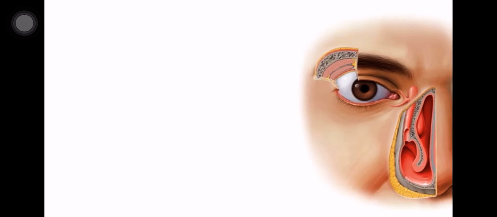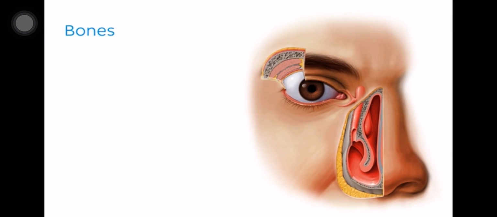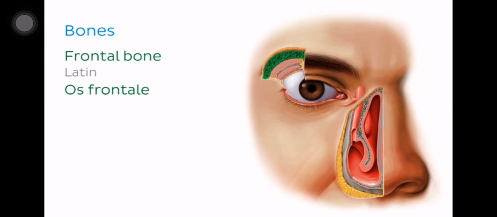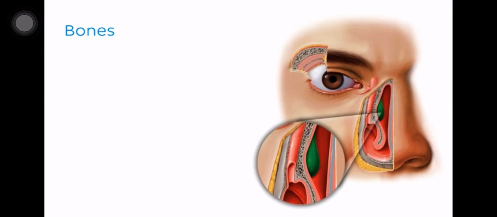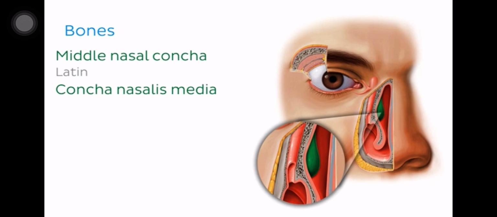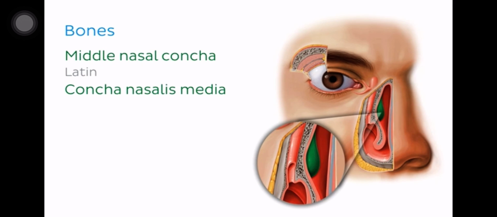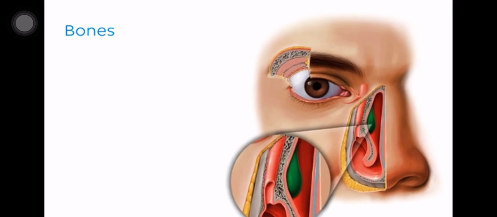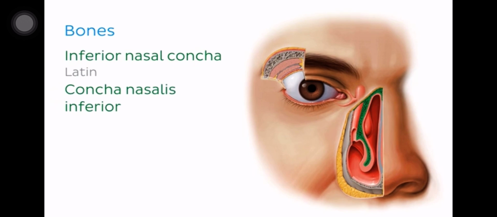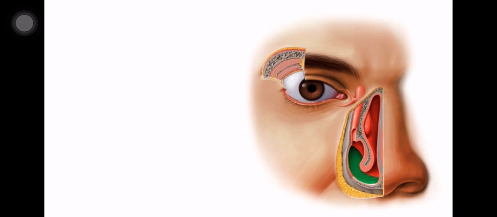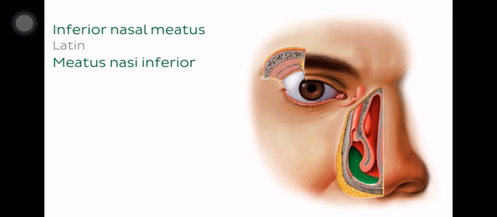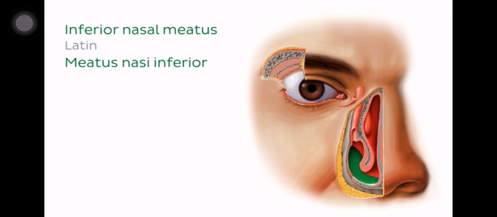Before I let you go, let's have a quick review of what we looked at today. So we started by looking at the bones in the area, first identifying the frontal bone, which the lacrimal gland sits behind. We then moved on to the nasal cavity and found the middle nasal concha, a bony process of the ethmoid bone. Inferior to that was the inferior nasal concha, a bone all of its own.